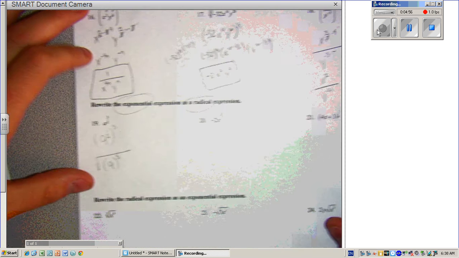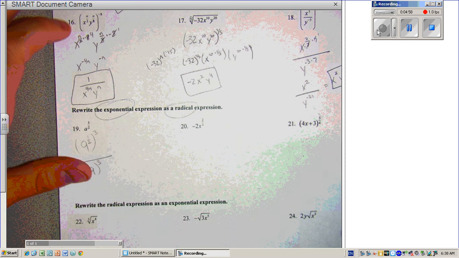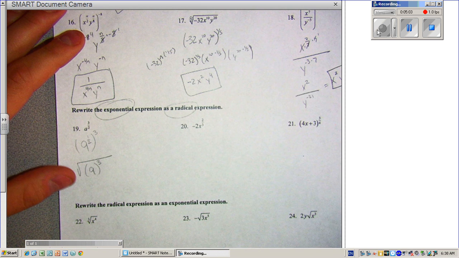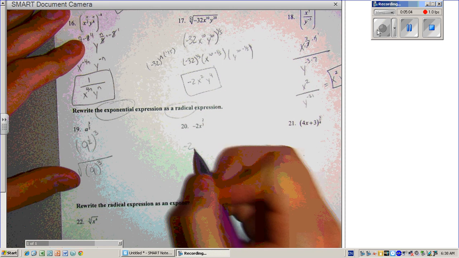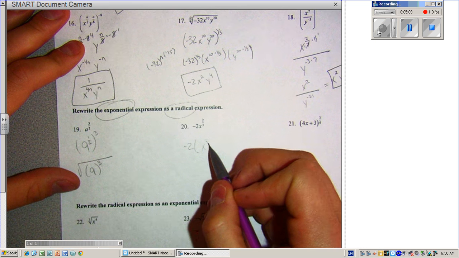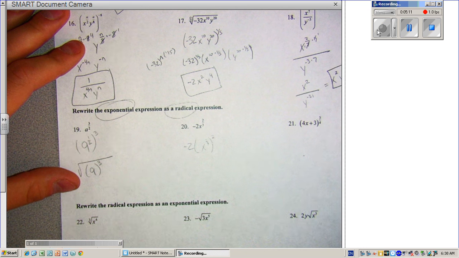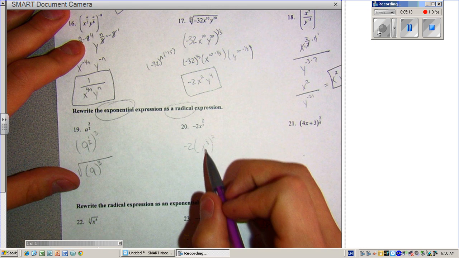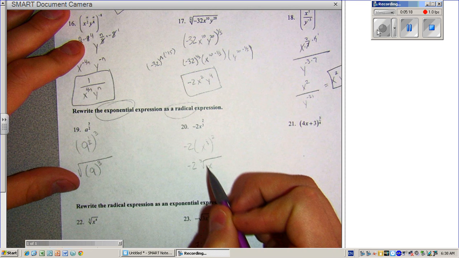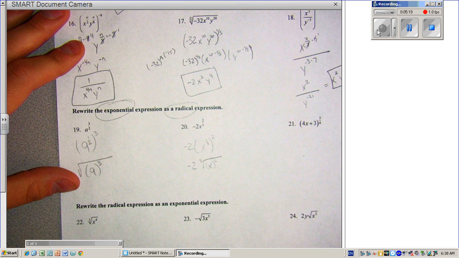Okay, next, number 20. You need to look at what is being raised to the power of 2/3. In fact, it's only the x. So I'm going to leave that -2 on the outside, and I'm going to break this x into the 1/3, and I'm going to square that. And now I notice that that's a cube root, so I'm going to leave the -2 on the outside, put a cube root of x, and then under that cube root, I'm going to square it.